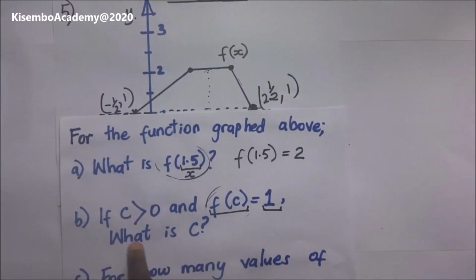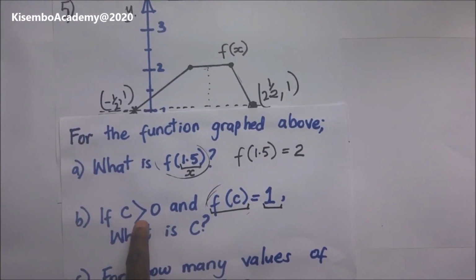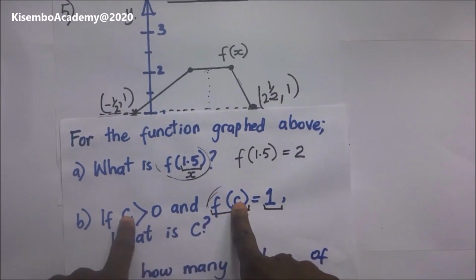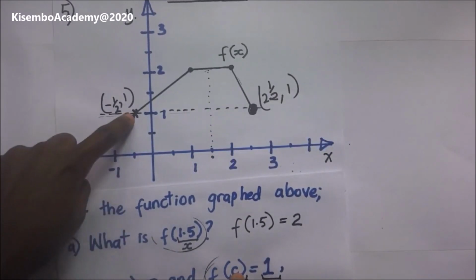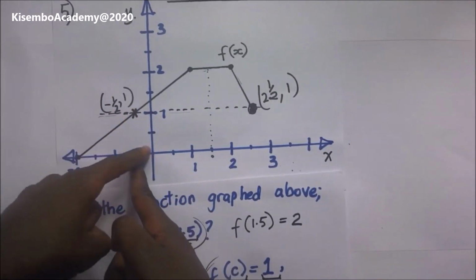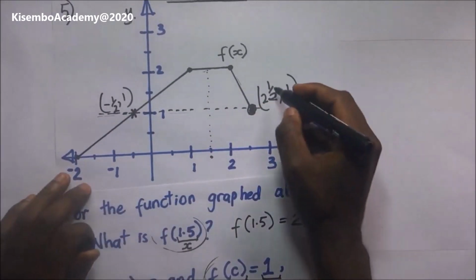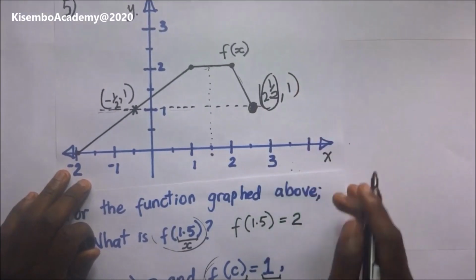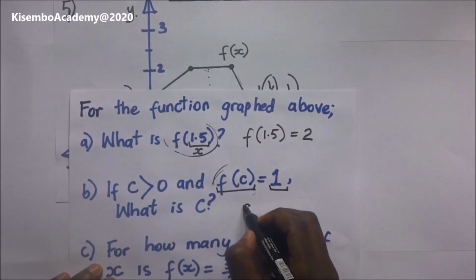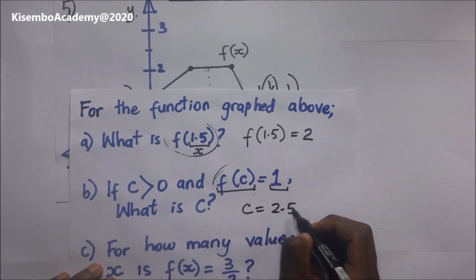Now since the question is saying that the value of c is supposed to be greater than 0, our value of x here is supposed to be greater than 0. If you look here, the value of x here is less than 0, so it means that the value of x they're talking about is this one, which is 2.5. So the value of c here is 2.5.